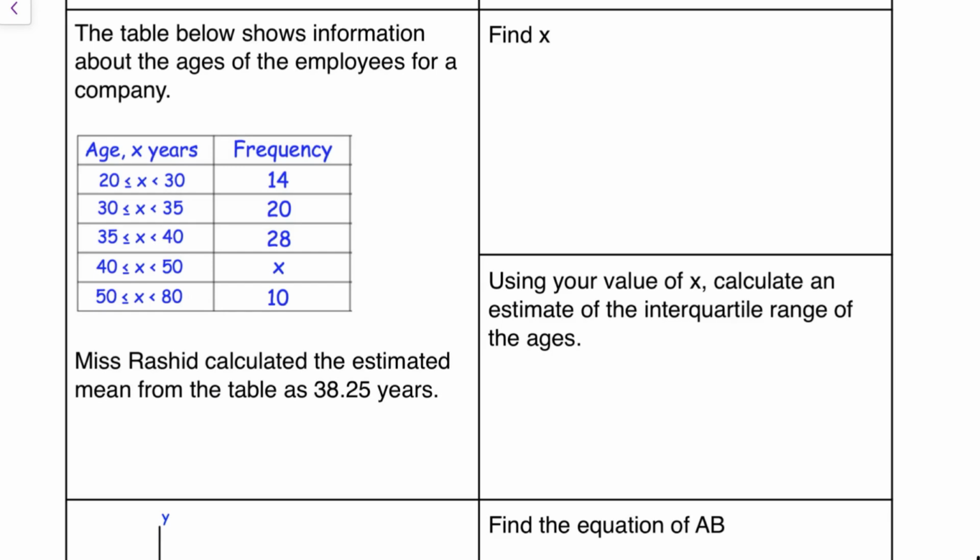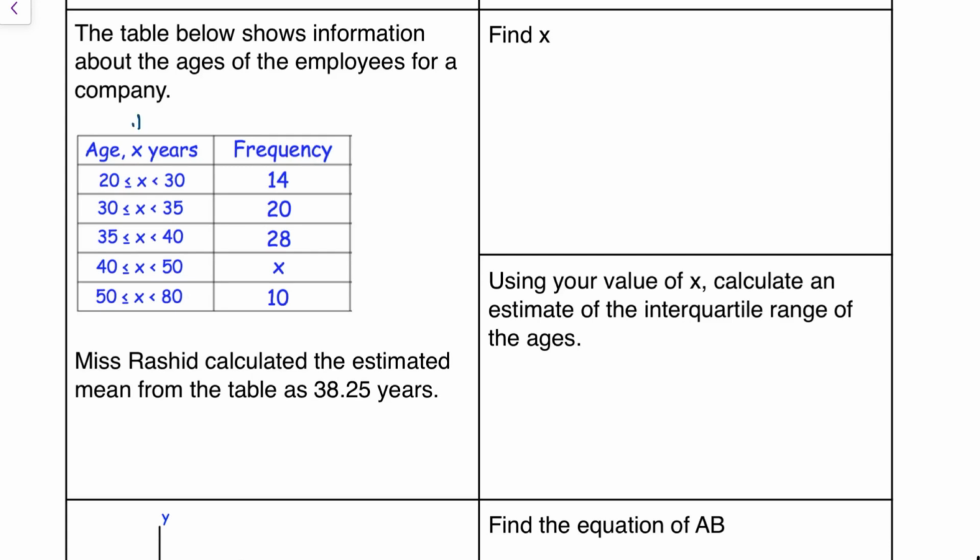The table shown below has some information about the ages of the employees for a company. Mrs. Rashid calculates the estimated mean from the table as 38.25. I've just noticed we've got a missing value here, haven't we? Great. And then I want to find x. This is not going to be easy. Several reasons make this not easy.